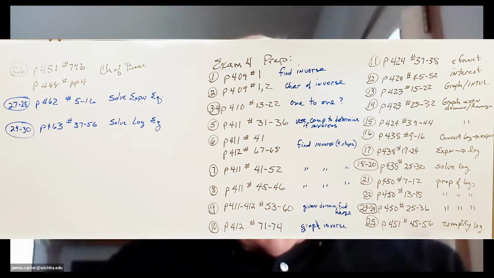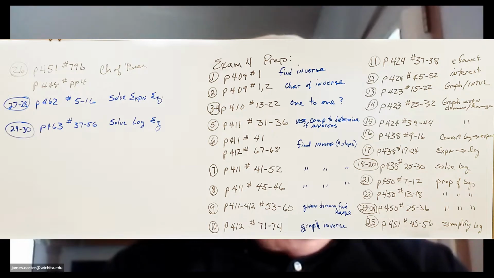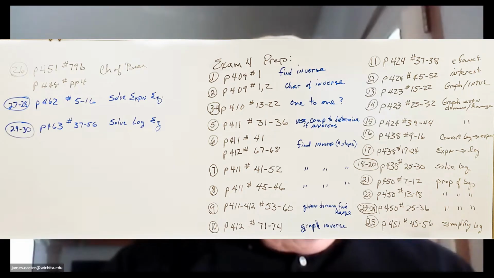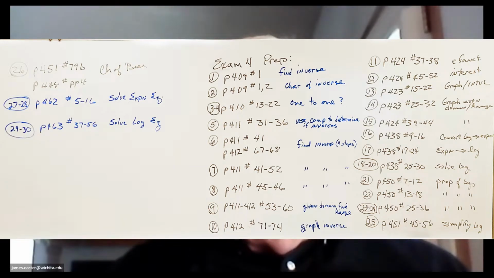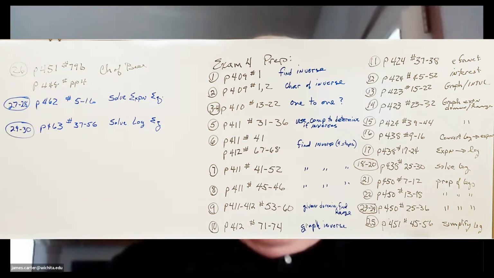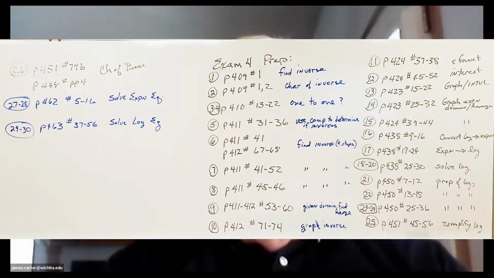Problem 29, I give you a logarithmic equation and you have to solve it. Number 30 also is a logarithmic equation, multi-step, that you will have to solve. In both cases, you will have to check and make sure that none of the solutions you get are undefined. So the citation for number 29 and 30 is 4.5.2. The page is 463. And the problem numbers are 37 through 56.